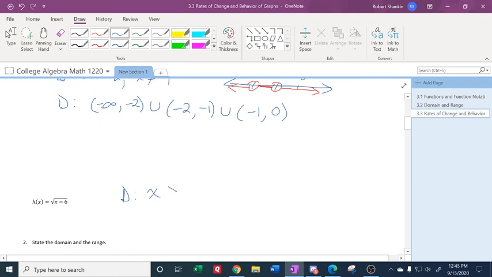So my first attempt might be something like this. x is greater than 6. But then I would ask myself, what about 6 itself? Can I take the square root of 0? When x is 6, I get 0 inside the square root. Square root of 0 is 0, because 0 times 0 is 0, so I have to put greater than or equal to. And then if I want to state it in interval notation, it is 6, comma, infinity, with a bracket around the 6. Okay.